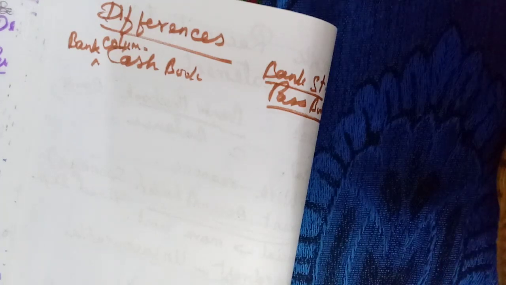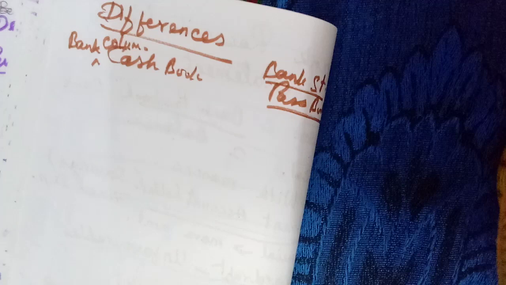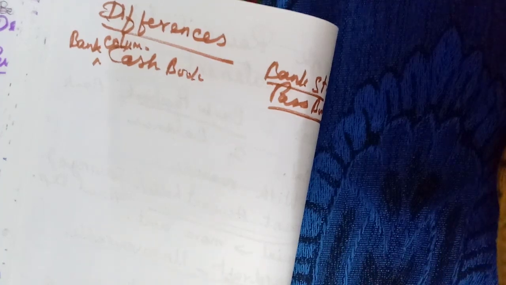Then the balancing. We do the balancing of the cash book at the end of the month or week, any specific period. At the end of a specific period only we balance the cash book. But the passbook is balanced at the end of each transaction. At the end of each transaction, the bank passbook will be balanced.